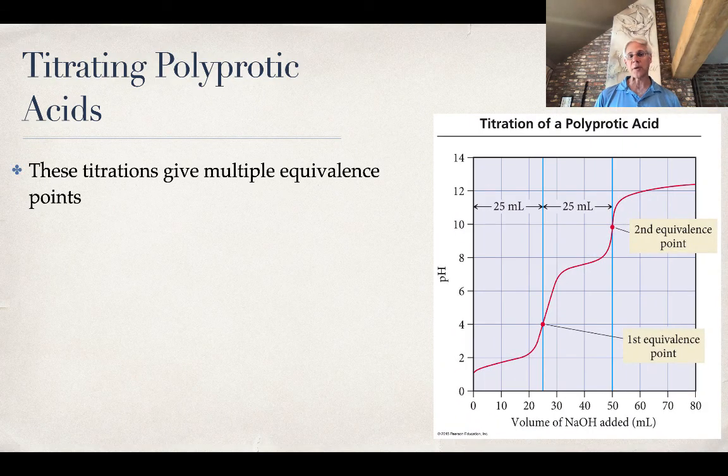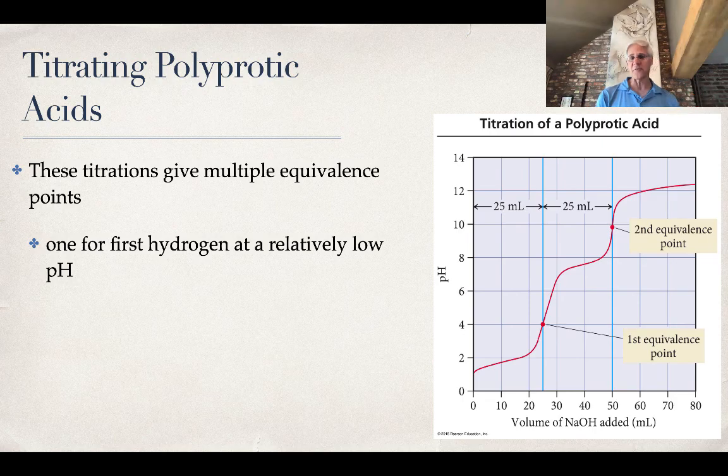Now, if we want to titrate polyprotic acids, these titrations give multiple equivalence points. So if it's diprotic with 2 H pluses, you'll get 2 equivalence points. If it's triprotic like phosphoric acid, then you should see 3 equivalence points.